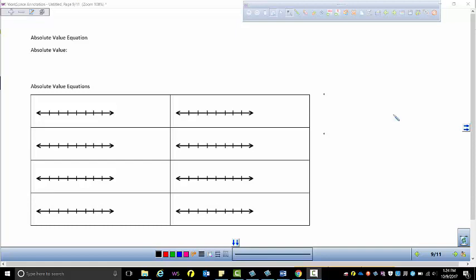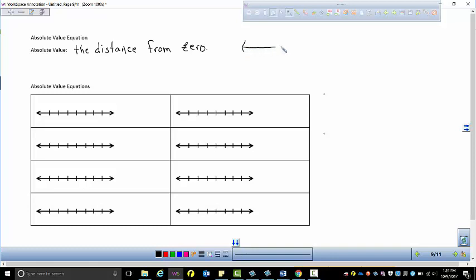Okay, so make sure you get the note sheet from the teachers so that you can take these notes about absolute value equations. So we're going to start right here. This should be on the top of your paper. Absolute value, the definition, it is the distance from zero. So it's how far away something is from zero.